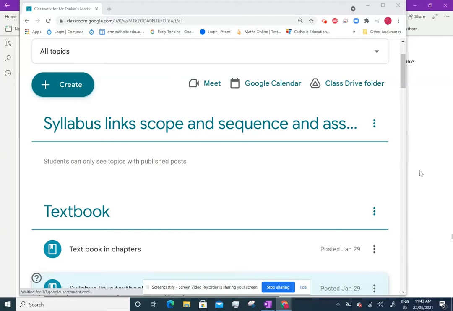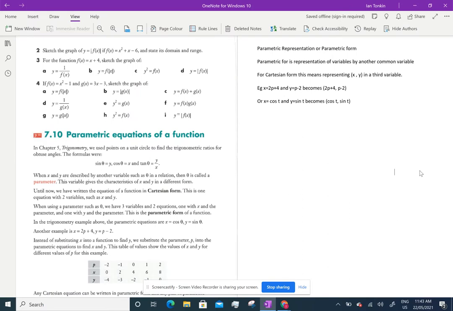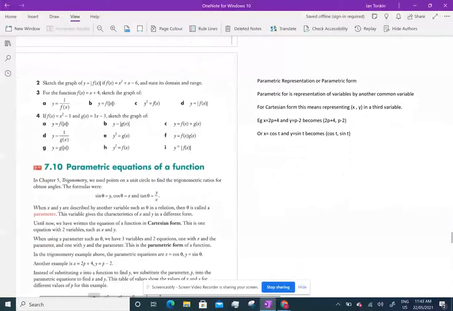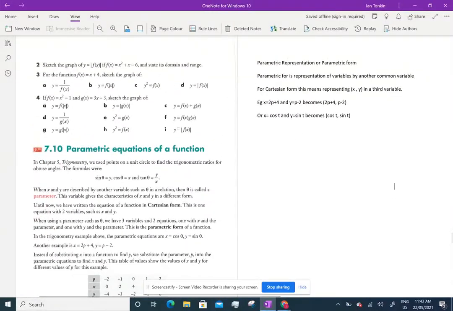Okay, year 11, parametric representation. This is the next topic in our work in further functions. So parametric representation. I've taken the liberty of writing some notes up here. You can go and read the notes in the textbook.